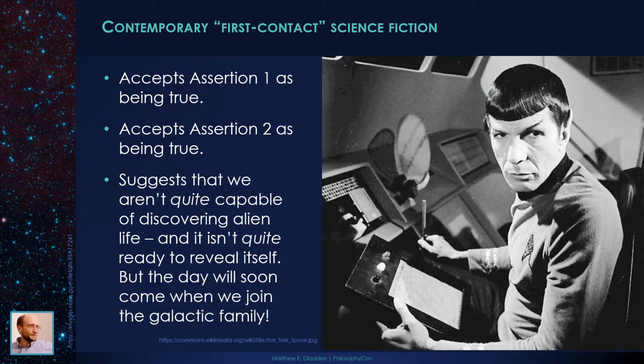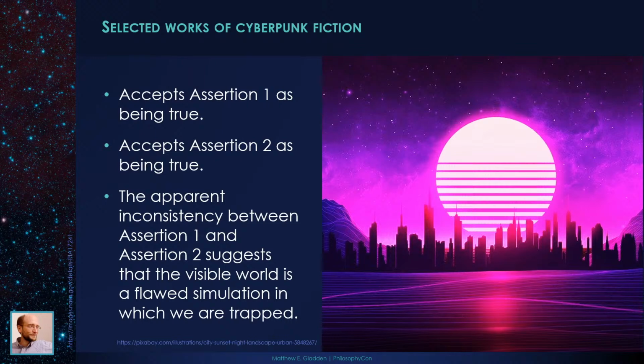Other examples of such first contact sci-fi are the film and novel 2001: A Space Odyssey, the films Forbidden Planet, Contact, and Arrival, and the novel series The Expanse, some of which, however, are more pessimistic or ambiguous than Star Trek. And finally, we have certain types of cyberpunk fiction.